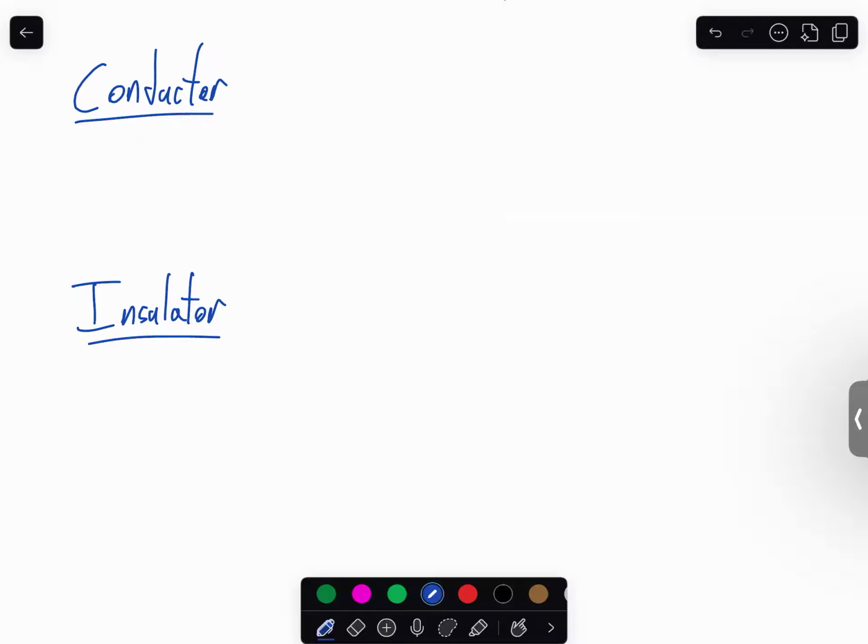A conductor is a swinger, and an insulator is monogamous.